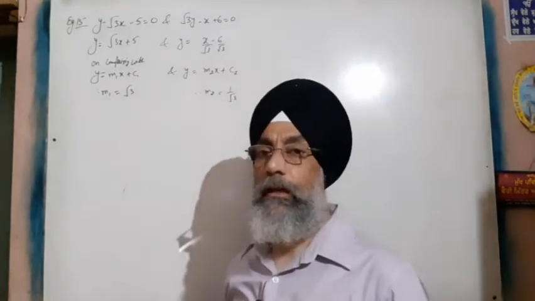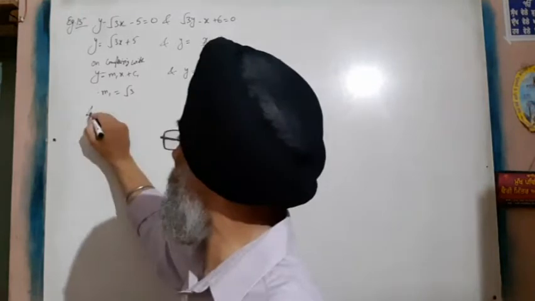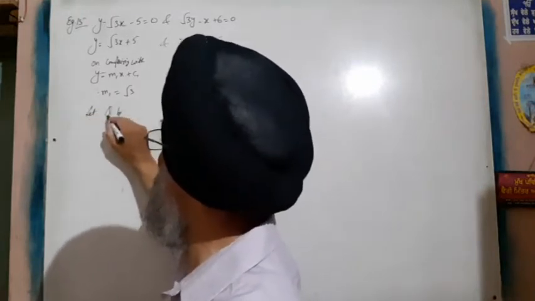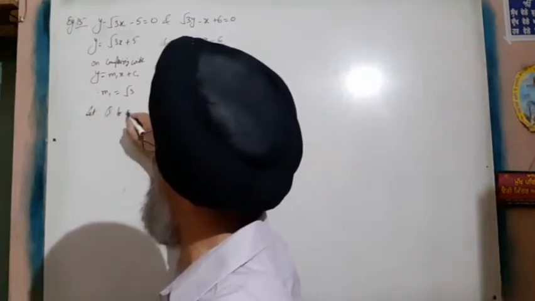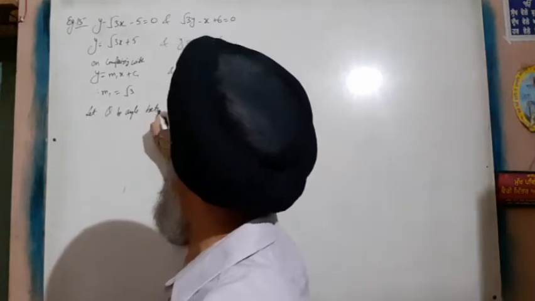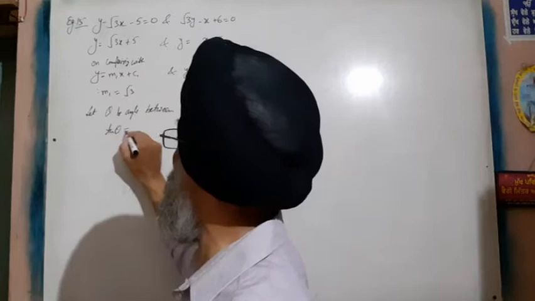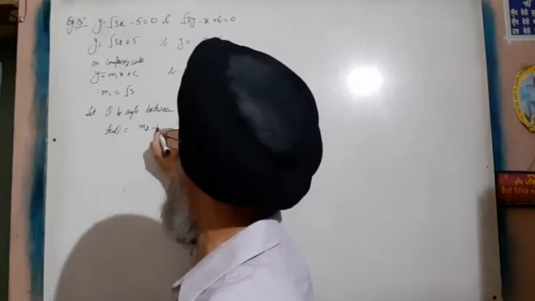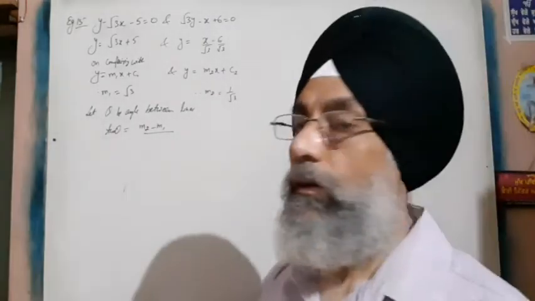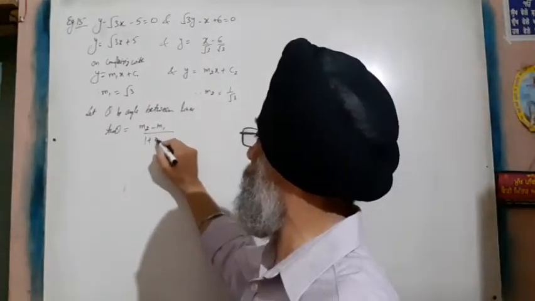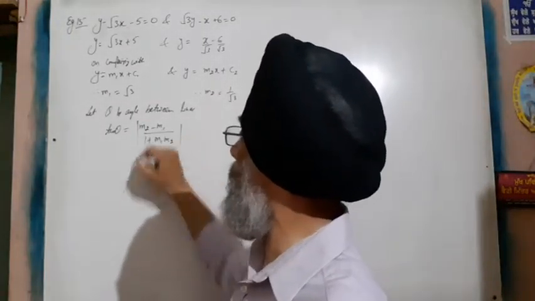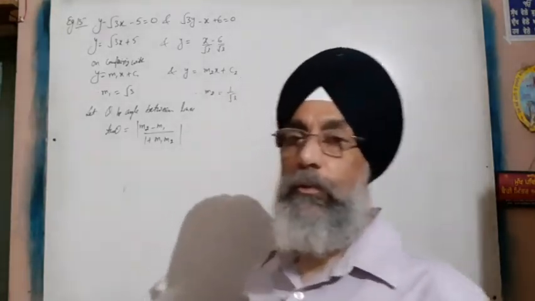We have to find the angle between the lines. Let theta be the angle between the lines. So tan theta is equal to mod of (m2 minus m1) upon (1 plus m1 m2). We take the mod sign because we have to take the acute angle here.